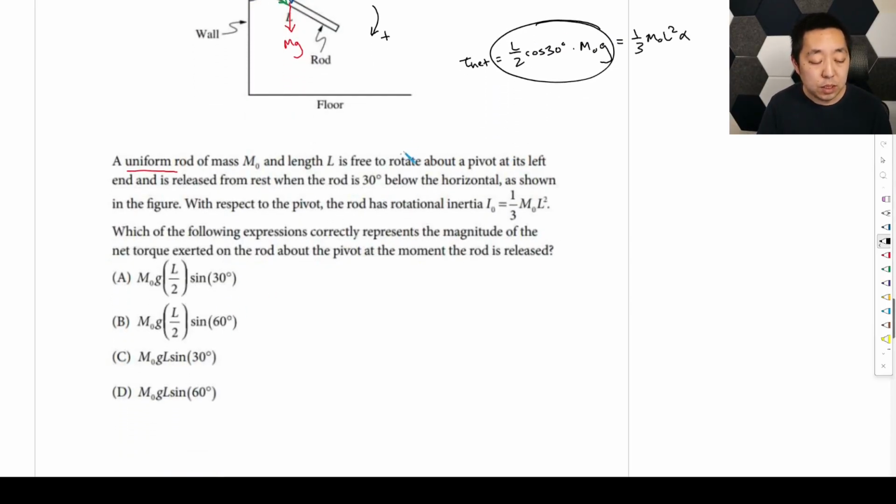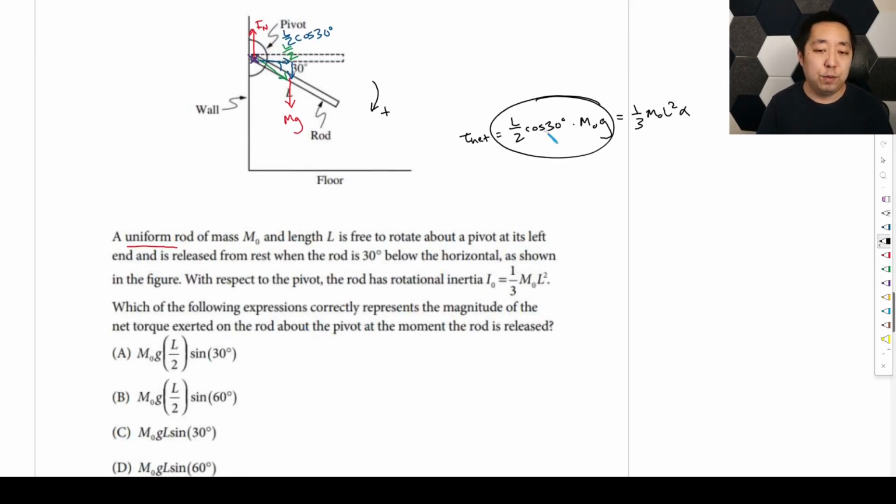So now notice they don't have any cosine here. Sometimes you need to be careful with the rule. You should know that cosine of 30 degrees is the same as sine of 90 minus 30 degrees. That is one of those properties of right triangles, so that's sine of 60 degrees. So all they did here was replace it with sine of 60 degrees. And so we need m0 g L over 2 sine of 60 degrees. So that's going to be B there.